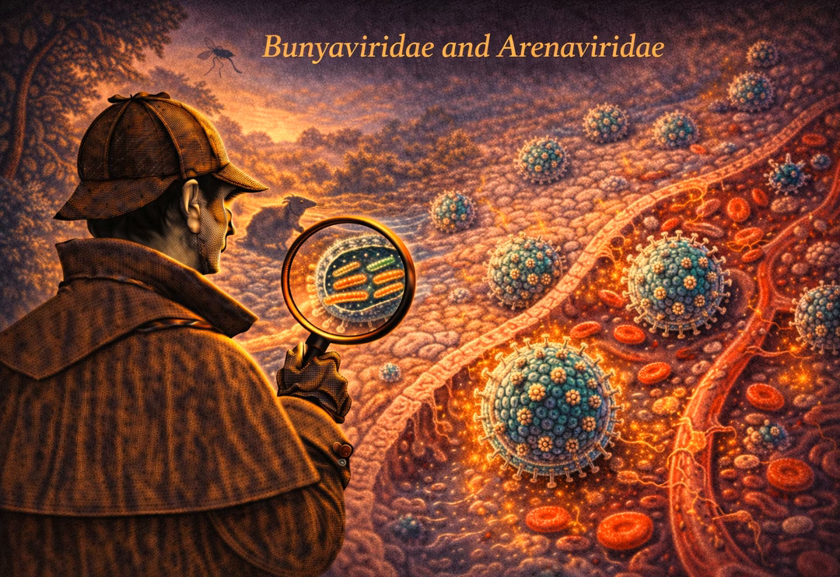Let's move to Section 6. Diagnosis, treatment, and prevention. How do we spot these things without getting killed in the process? Diagnosis for both families relies heavily on RT-PCR. We want to detect the viral RNA. Serology, IgM and IgG, is useful later, but in the acute phase, PCR is the gold standard.